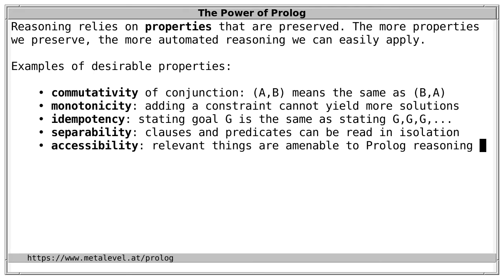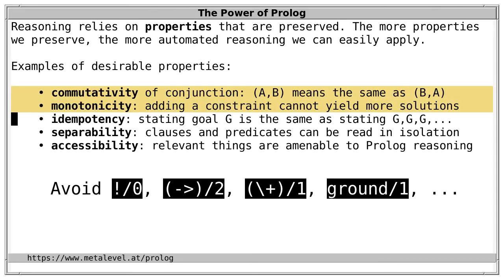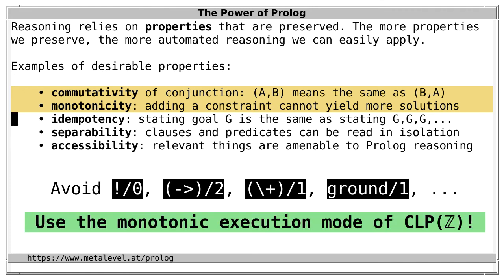So, how do we ensure these properties? Well, for commutativity and monotonicity, we already know that we must avoid certain predicates that violate these properties, such as exclamation mark, if-then-else, not provable at this point in time, non-monotonic type tests such as integer, atom, and so on, and also metalogical predicates such as var, ground, and so on. And also, we must enable the monotonic execution mode of CLP(ℤ), so that integer constraints are also monotonic.